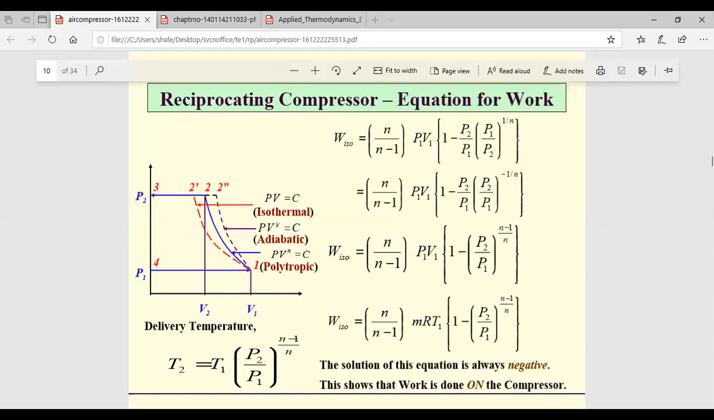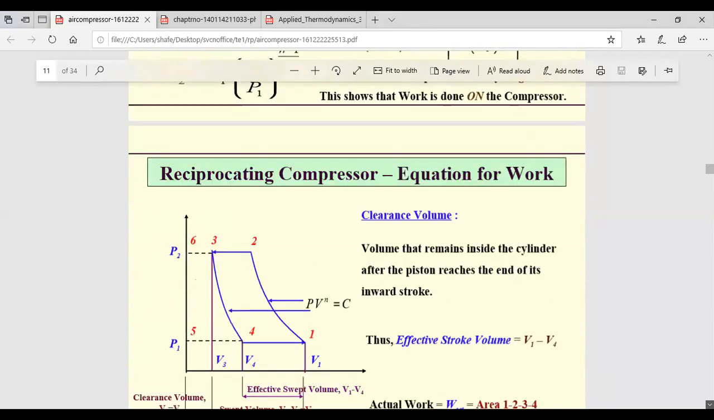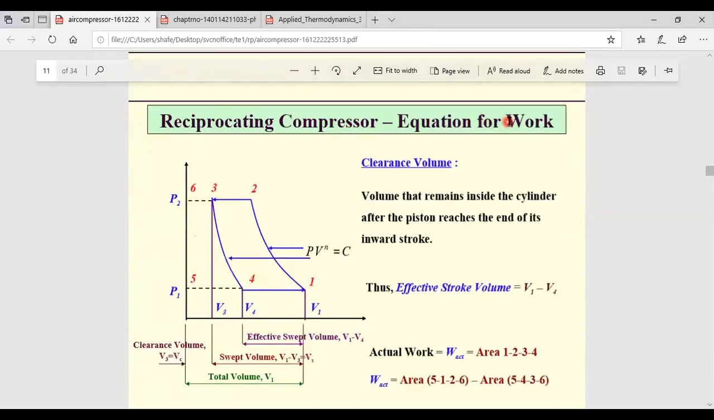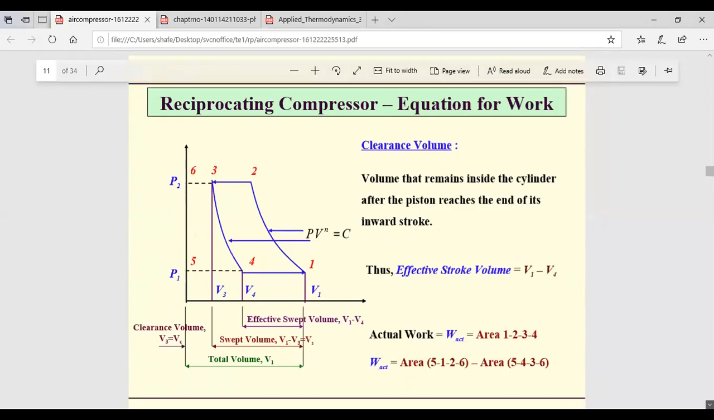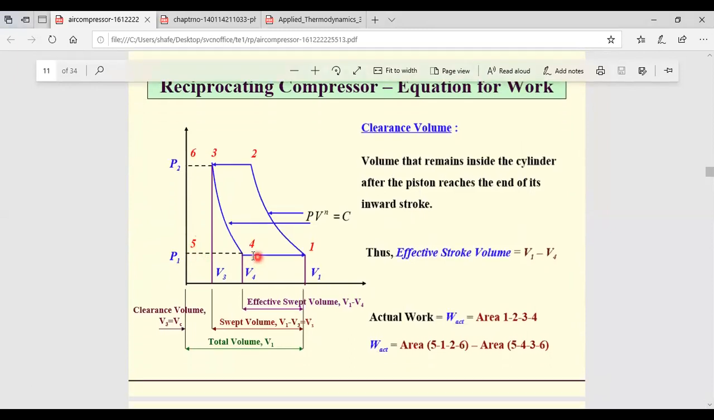Now we'll deal with the next topic, the reciprocating compressor equation for work done if you consider clearance volume. Just see what is the difference. You see here the point 4 is not exactly on the y-axis. There is some space left. 4 to 1 is the process of suction, 1 to 2 compression, 2 to 3 is the delivery where air is delivered, and then this is the expansion process.